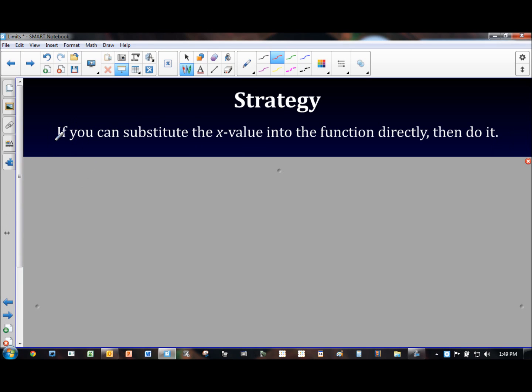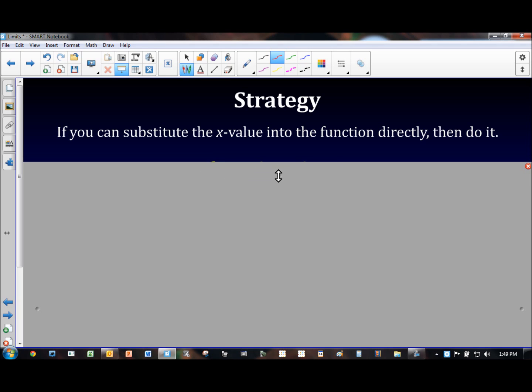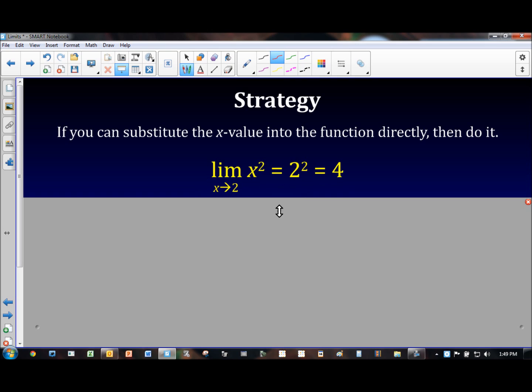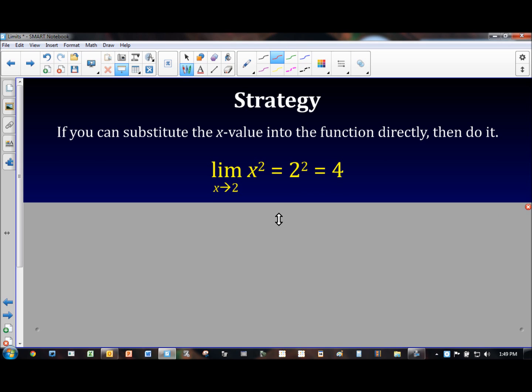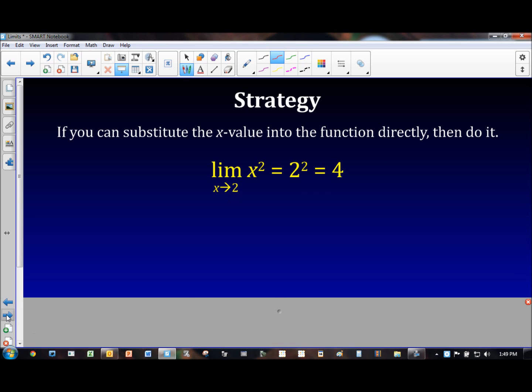So the strategy here is, if you have a nice easy function like y equals x squared, what you can do is just substitute that x value right into the function. Okay? And we were able to do that with this function because it was very easy. We were looking at what happens as x approaches 2. So just go ahead and plug the 2 in for x, and you should get 2 squared, which is 4, a y value of 4. All right, easy enough, right?